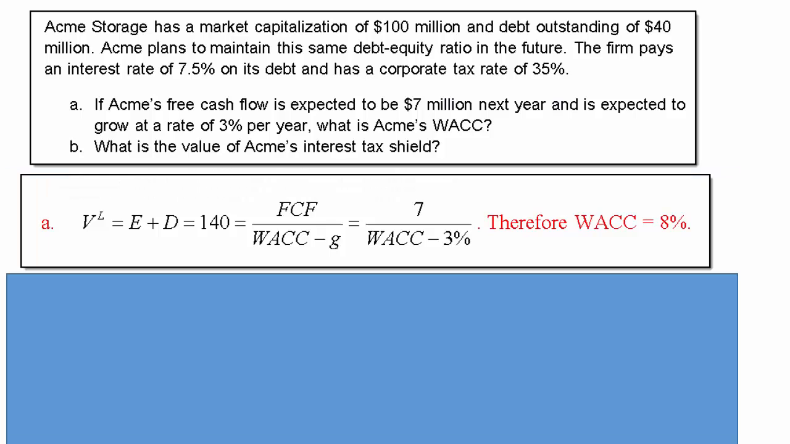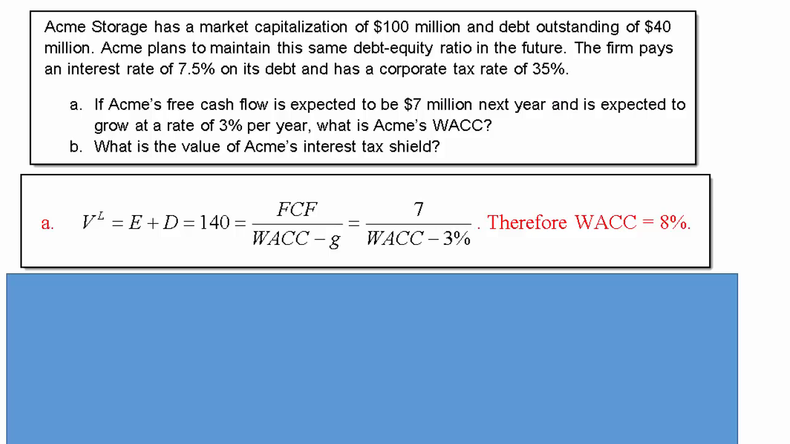Okay, so what we're really asked here is to determine the value of the leveraged firm. And we know the value of the leveraged firm is equal to the value of its equity plus its debt. If the equity is $100 million and the debt outstanding is $40 million, we know that the value of the leveraged firm is $140 million.